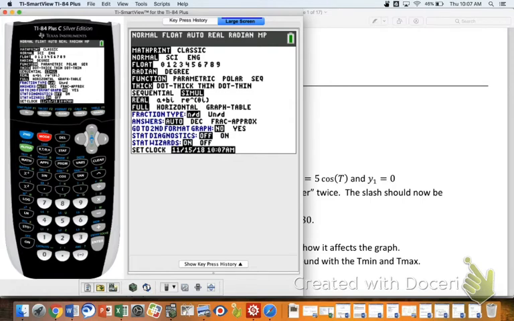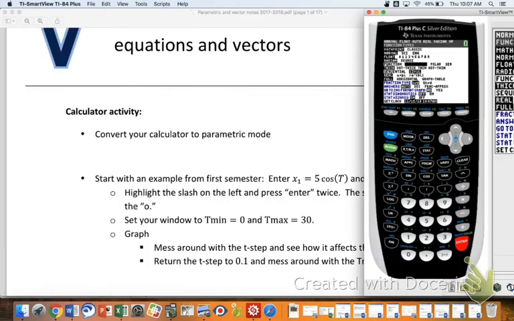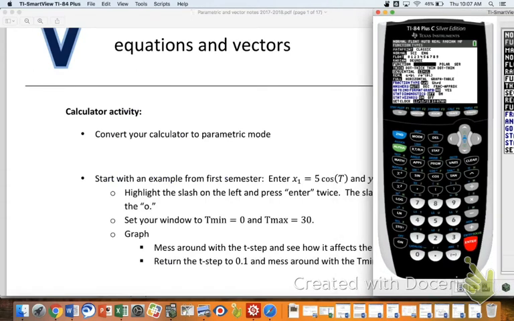We're going to actually end up doing all of these at one point or another. Today is parametric. So if you would, go to parametric mode, and it looks like that. Hit enter once you get to that point. And then here are some instructions. It says, start with an example from first semester, and see if you can follow these instructions.